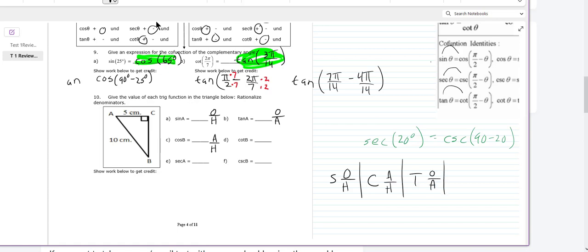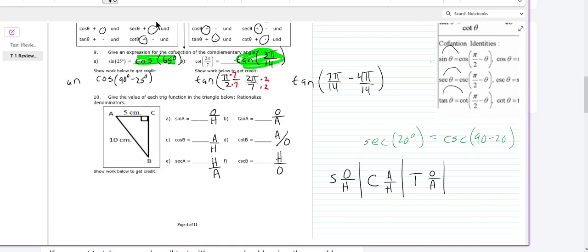So SOHCAHTOA, that gives you the sine, the cosine, and the tangent. Then you have reciprocals. The cosecant is the reciprocal of the sine, so it's hypotenuse over opposite. The cotangent is the reciprocal of tangent, so that's adjacent over opposite. The secant is the reciprocal of cosine, so that's hypotenuse over adjacent.